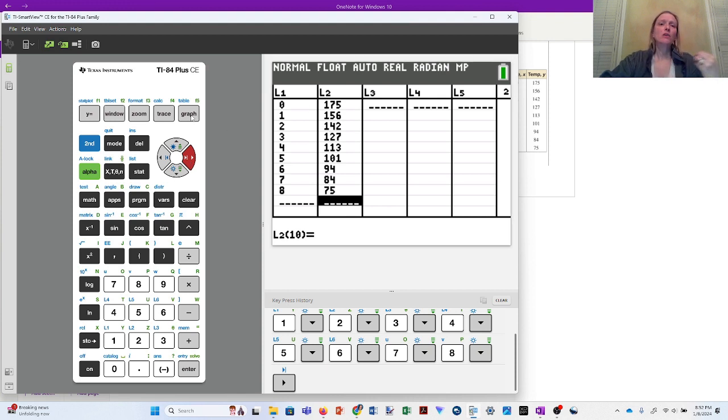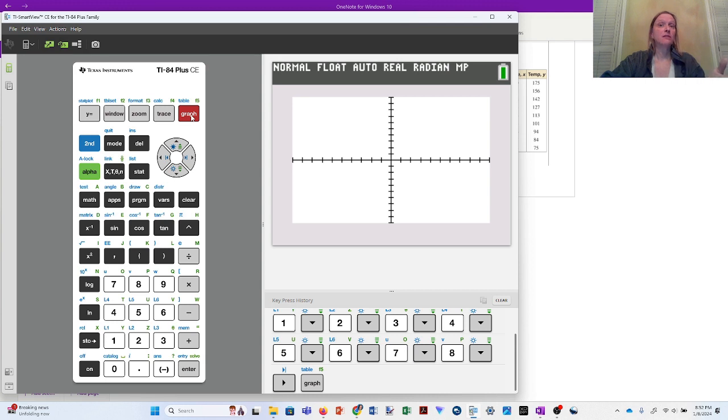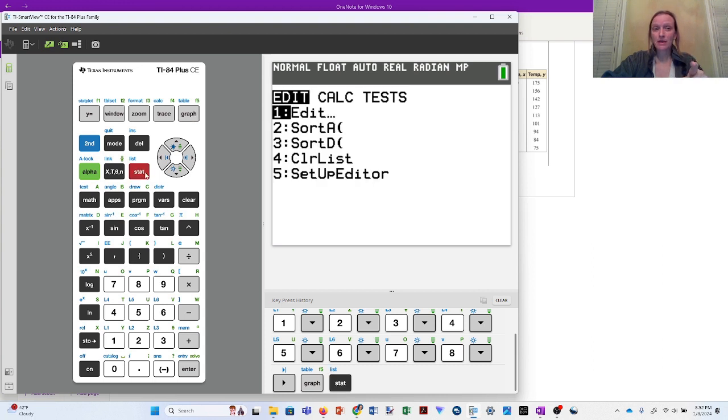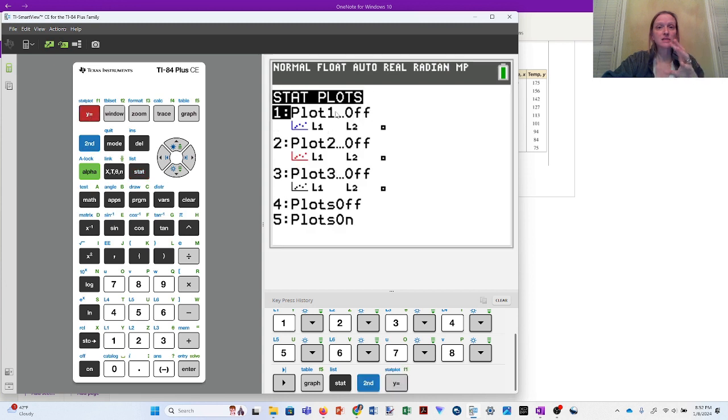If you go ahead and look at the graph, you can see that there are no data points here. There are a few things you're going to need to check to make sure that you're going to see the points. First of all, make sure that stat plot is turned on. We use the stat button here to enter these data points, so we need to go to stat plot, which is above the y equals button, and it's written in blue, so we're going to click the blue second button and then y equals, and that gets us to stat plot.